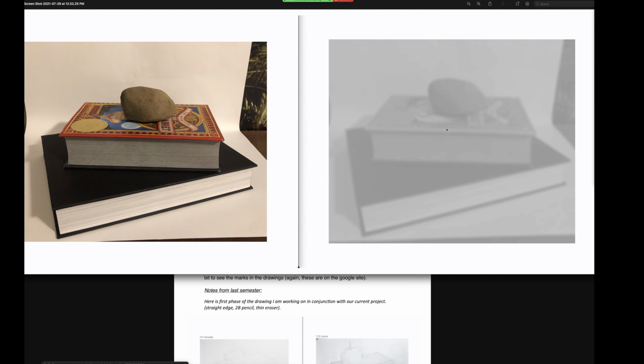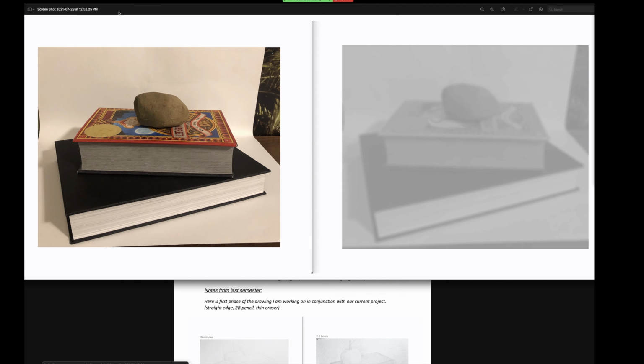I put a blur filter on it, because I don't want you to get into the detail yet, okay? Don't get too crisp with your edges. Let those edges blur a little bit. It's okay. At the beginning of the drawing, that's what I'm talking about.